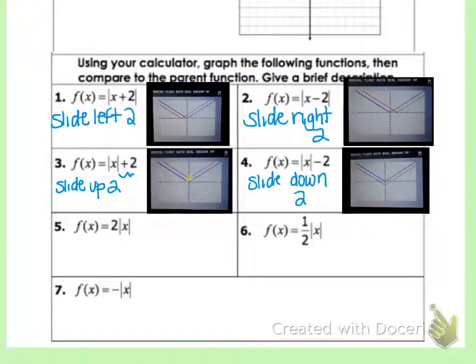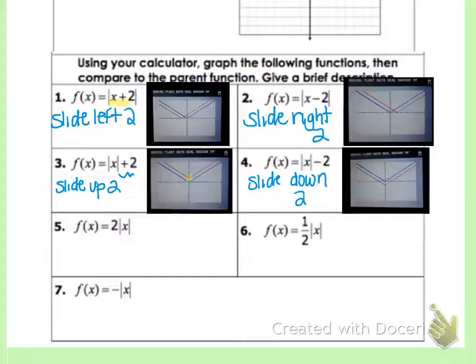So interestingly enough, when I actually added 2 inside, it moved it to the left, where I might anticipate adding 2 to the x would move it to the right 2 because it's a positive 2, but in fact it moved it to the left. And when I subtracted 2 directly from the x, it actually moved it to the right, which I would have anticipated it went the other way.